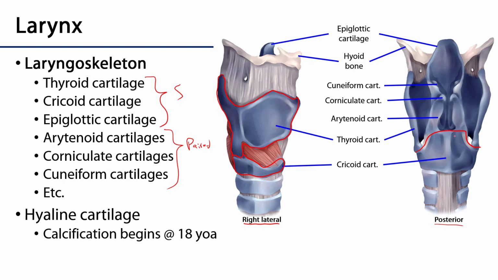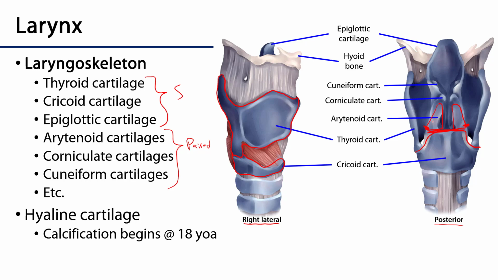The next pair of cartilages are of supreme importance for the function of the larynx, and these are the arytenoid cartilages. Arytenoid cartilages are pyramidal shaped, and they sit atop the cricoid cartilage, the lamina there. And these are the most kinetic or mobile cartilages. These move about. They have muscular processes laterally. Those muscular processes allow the intrinsic muscles of the larynx to attach to the arytenoid cartilages to affect movement.